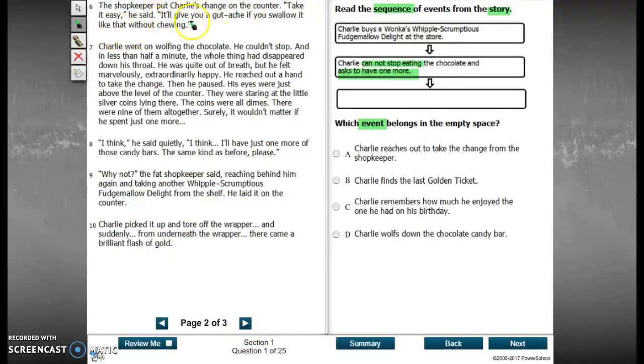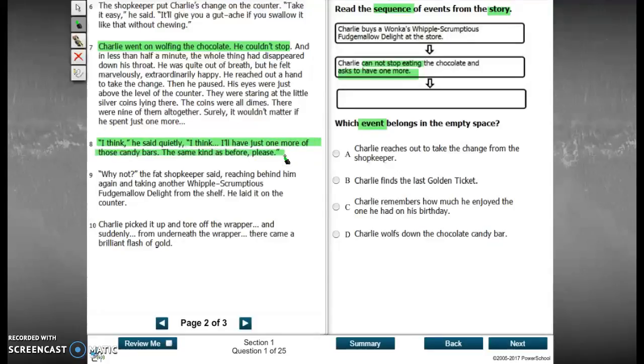Charlie, take it easy, he said. It'll give you a gut ache. Oh, here it is. Charlie went on wolfing the chocolate. He couldn't stop. In less than half a minute, it was down his throat. He reached out to take the change, then he paused. His eyes were staring at the little coins. The coins were all dimes. There were 9 altogether. Surely it wouldn't matter if he just spent one more. I think, he said quietly, I think I'll have just one more of those candy bars, the same kind as before, please. Whew. So lots of skimming.